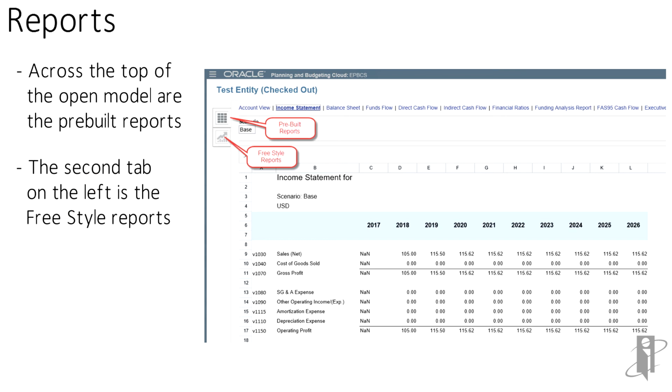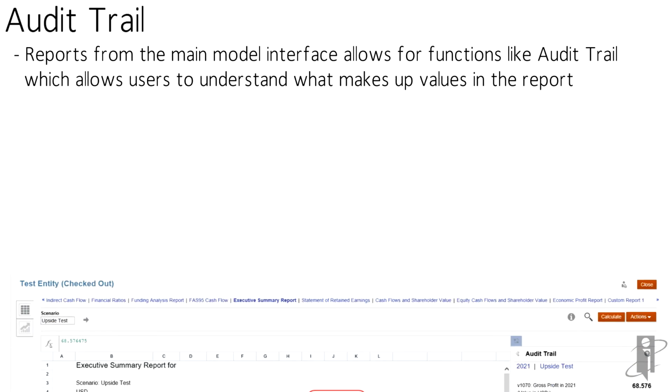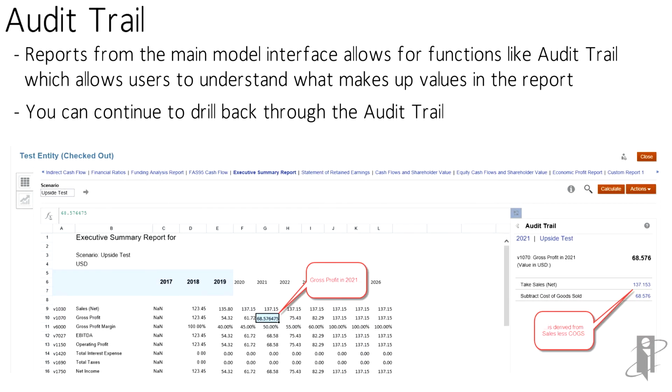There's a second tab that allows you to look at any of the freestyle reports that you've created in SmartView. One of the great features is the Audit Trail. It provides transparency and lets you know where the numbers come from. For example, if I click on gross profit in 2021, I see $68.5 million. When I select the Audit Trail, I can see that this is made up of $137 million of net sales minus the cost of goods sold of $68 million. You could even drill these back. This is a great way for you to be able to figure out where the inputs came from and what assumptions were used to arrive at the end results.